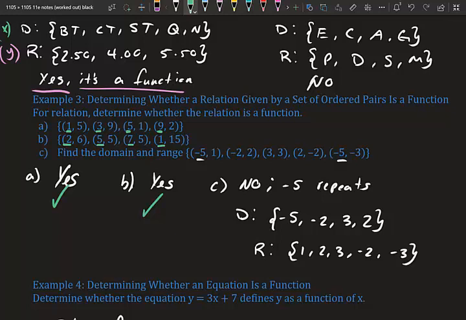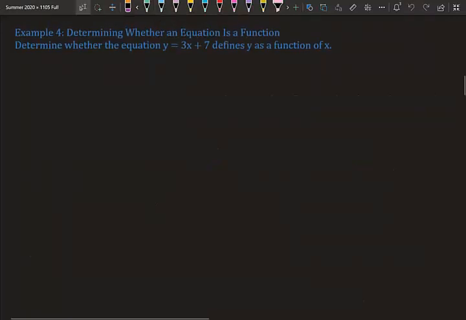So for C, we're going to find the domain and range and also determine if it's a function. So if we look at all our numbers, we have -5, -2, 3, 2, -5. Nope, it is not a function because -5 repeats. Our domain is all the x's, the range, all the y's. You never write a number twice. Just write it once. If it repeats, you never write it twice.